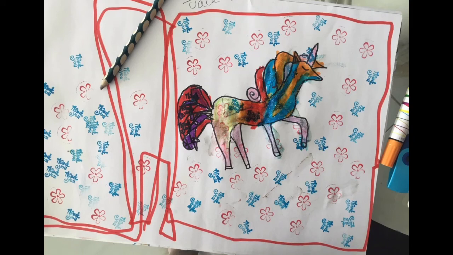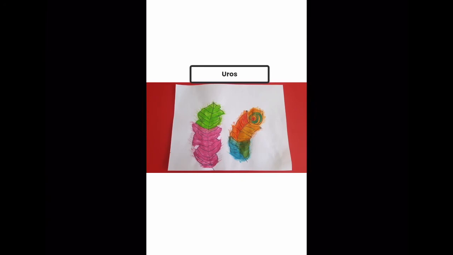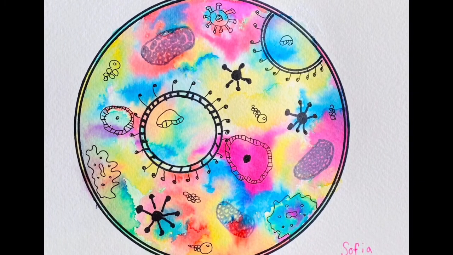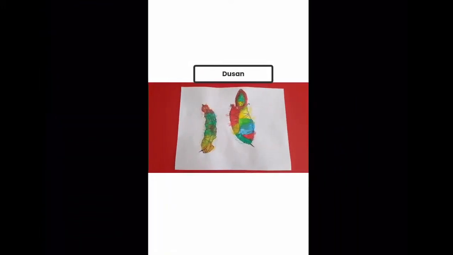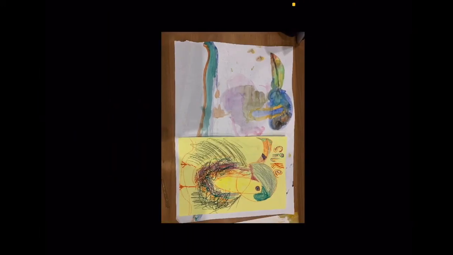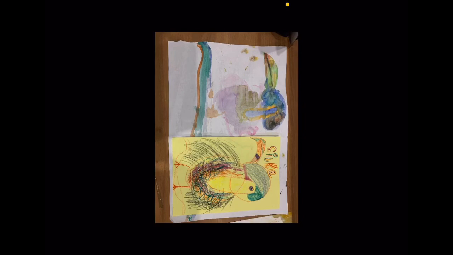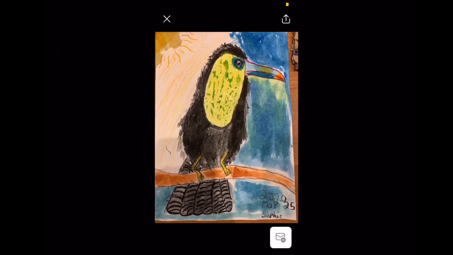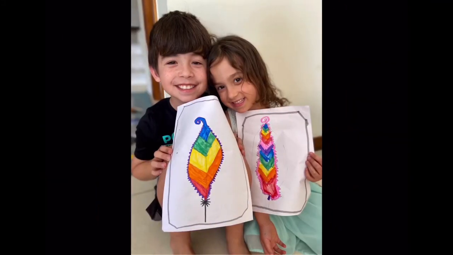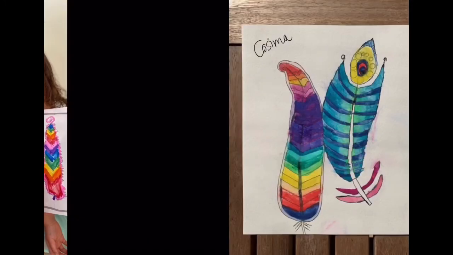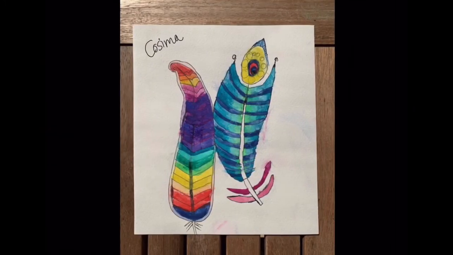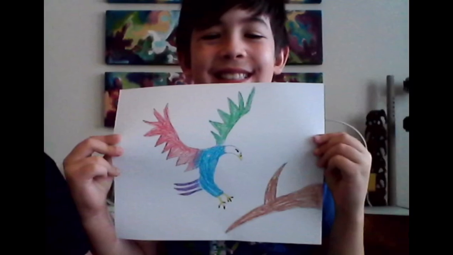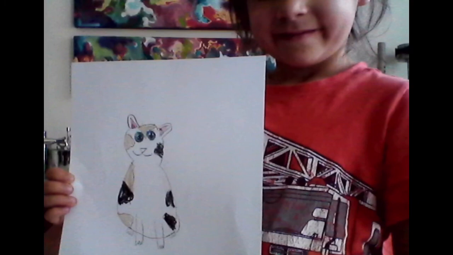So before I leave you today, let's take a quick look at some fantastic artworks that I've been receiving from artists who are following along with these tutorials. So that was Jack's Rainbow Unicorn, Uros's Feathers, Sophia's Bacteria Quick Draw, Duchan has drawn the Rainbow Feathers too. I have these marvellous toucans, both from Silka, and her sister Sophie has drawn a toucan too. And here is Alice and Sam with their lovely rainbow feathers. And Cosima's drawn them as well. And I think you've used watercolour paints here, just like I did. And Sam has drawn this brilliant eagle. These are all so awesome, guys. Oh, and a cute cat from Alice.